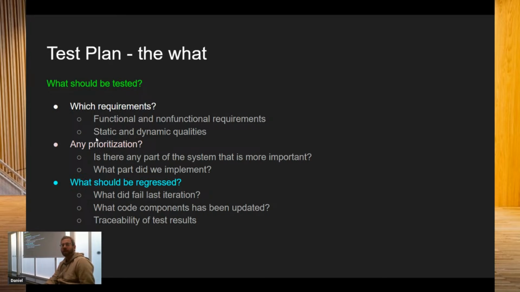What should be tested? We could have static and dynamic quality. So I previously said that testing is a dynamic activity. We run the system and we stimulate the system and we look at the expected outcome. But some of the non-functional requirements require static testing. So one non-functional requirement could be that we're going to write code of high quality, and we can have a static testing tool in order to do that.